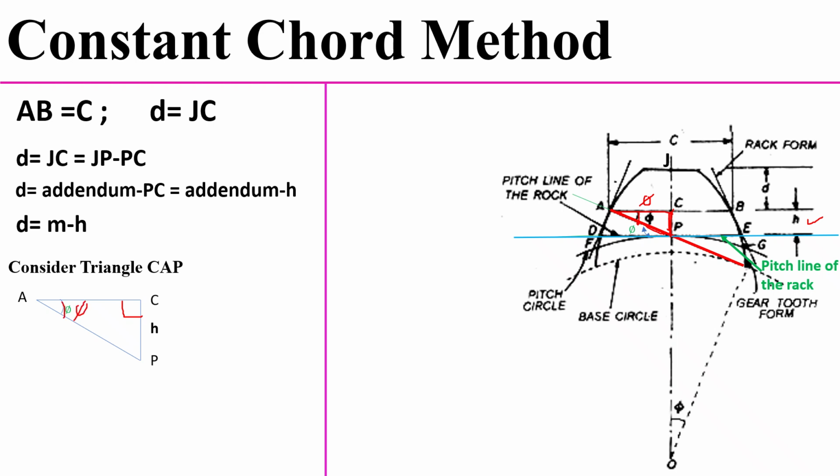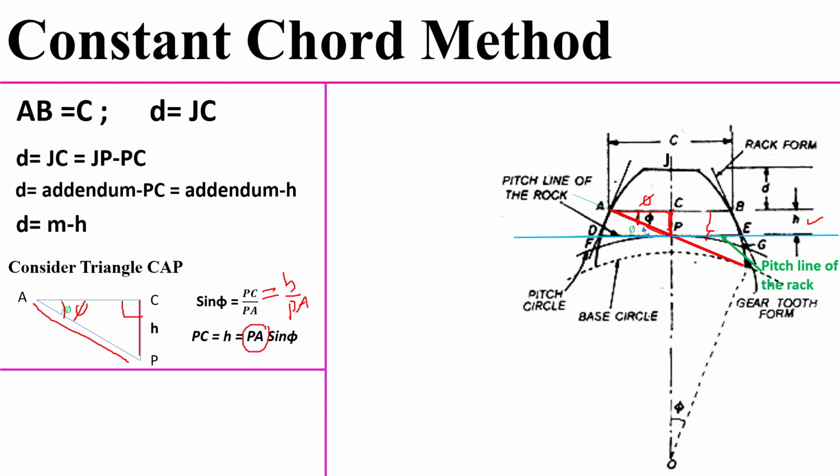From this right angle triangle we can write sin phi equals PC divided by PA. We know that PC or CP is equal to small h. Then sin phi equals h divided by PA. So from this we can rewrite PC, or small h, as equal to PA into sin phi. Now we have to determine the PA value.